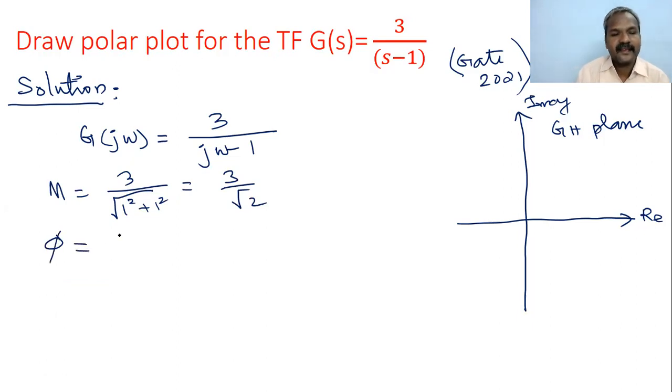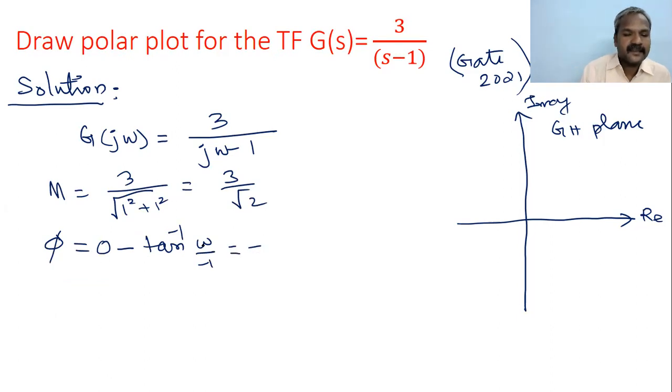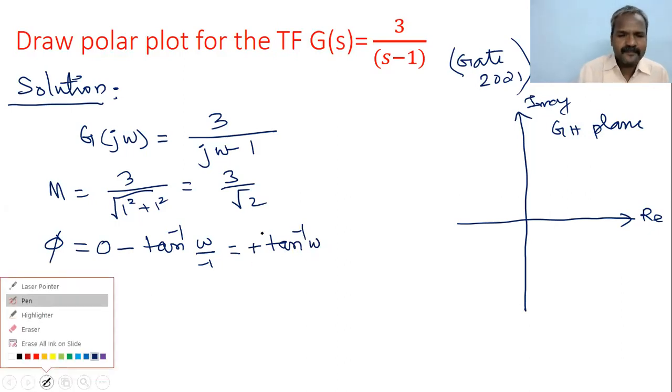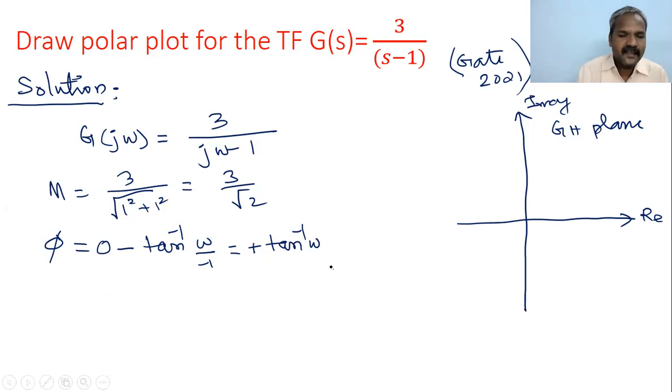Let us see the phase angle as usual. For the numerator 0, for the denominator, what we do normally, tan inverse of j omega by minus 1. So this will be equal to minus, bringing it to the front side, so plus tan inverse of omega, right? This is wrong if you proceed like this. So for this condition, let's see, what is the polar plot?